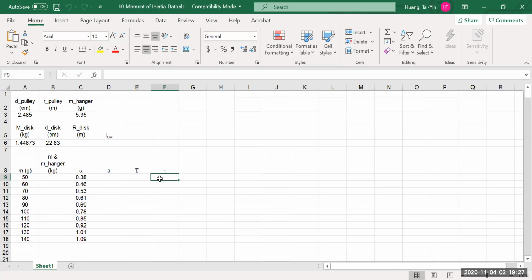So of course, you should be very familiar with how to use Excel to do various calculations. Do not key in those data on the calculator. Just use Excel to do the calculation. Okay. And so for each quantity like a, T, and torque, you want to show the simple calculation just for one value. Let's say you just show one example for 50 grams, 50 plus the 5.35. So your mass would be 55.35, and then use that to show how you calculate your a, how you calculate your T, how you calculate your torque. And you want to plot torque versus alpha to get the slope.